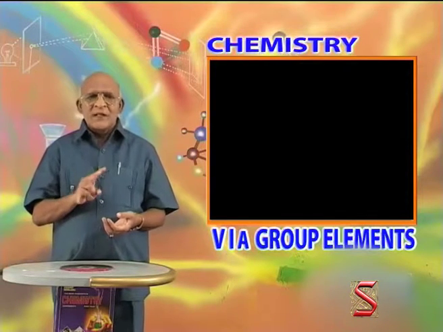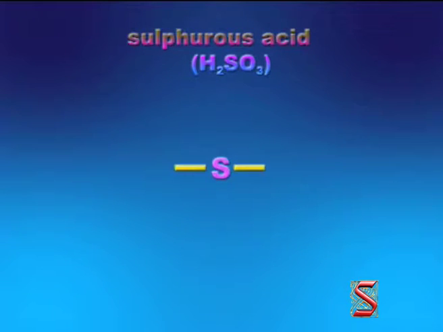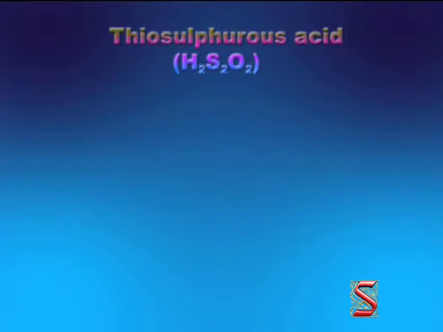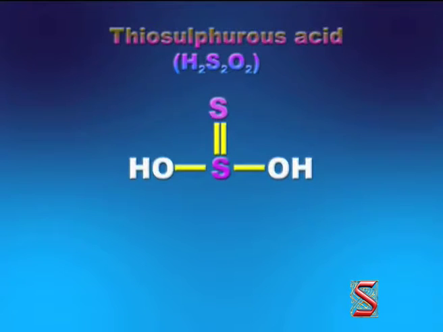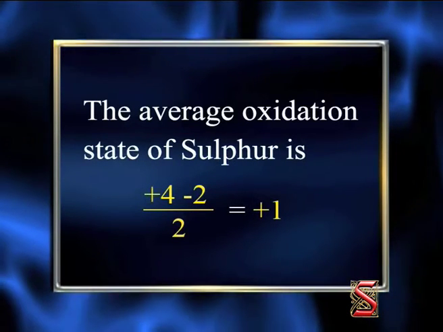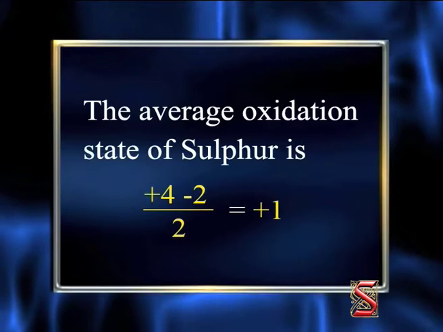It has 2 OH groups. It is a dibasic acid. The OH groups you can note in the given structure. Now we shall take up thiosulphurous acid. The formula is H2S2O2. The oxidation states of sulphur are +4 and -2. Those two are given in the structure. The average oxidation state of sulphur is +4 minus 2 divided by 2, which gives +1.